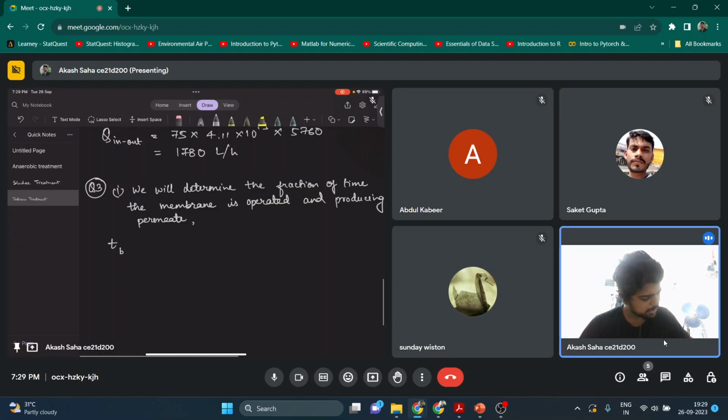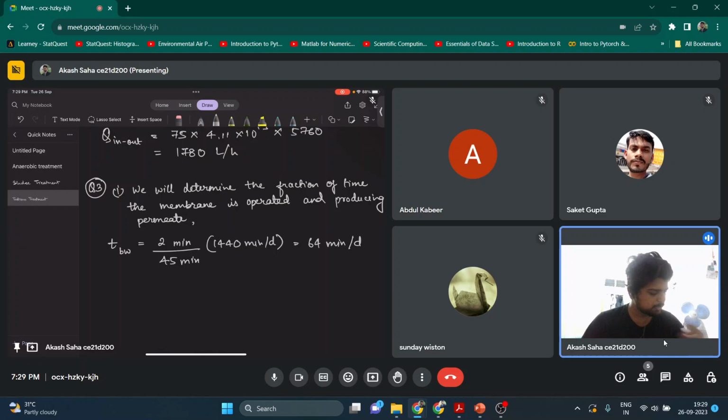First we will find the time for backwash, BW. It is 2 minutes of backwash per 45 minutes of operation. And in a day, how many minutes are there? 1440 minutes per day. I will calculate everything per day. So 2 minutes of backwashing per 45 minutes of membrane cycle, and in a day it will be around 64 minutes per day. This is my backwash time.